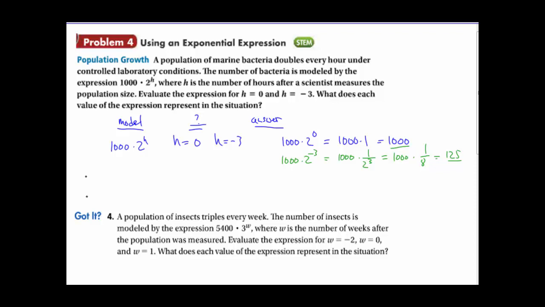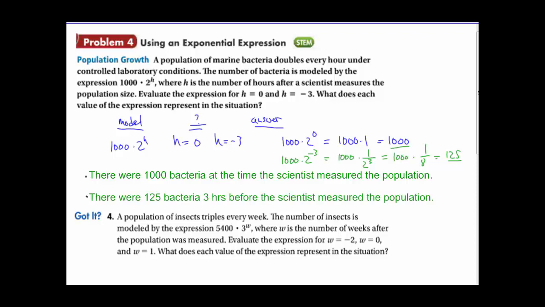What does this mean? So h is the number of hours after a scientist measures the population size. So what does 0 mean? Well, we don't have any ones, we don't have any negatives, so this means just when we actually measure the population size, we got 1,000. So there were 1,000 bacteria at the time the scientists measured the population. So if 1 equals 1 hour after, and 2 is 2 hours after, negative goes backwards. So the negative 3 means before. So 3 hours before the scientists measured the population, the bacteria was 125.